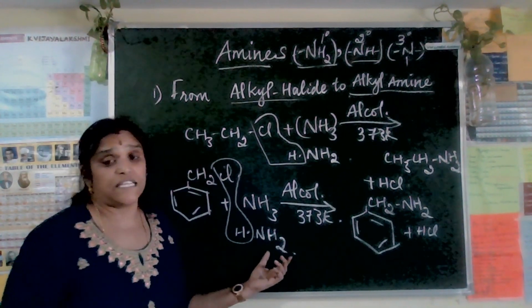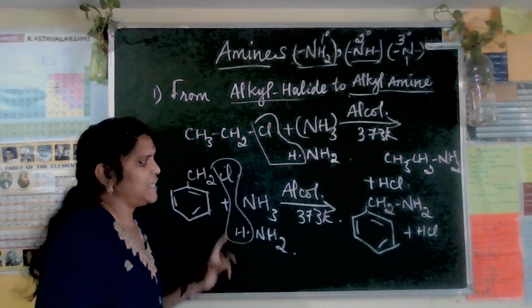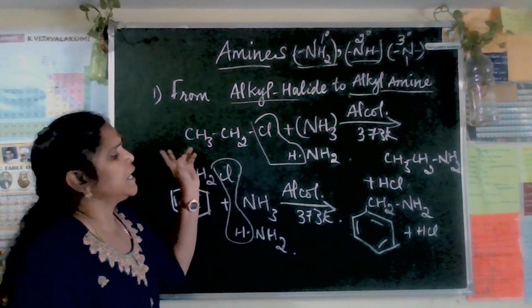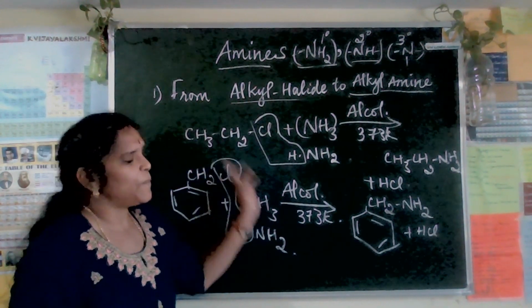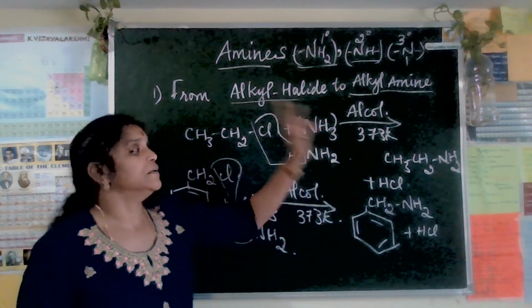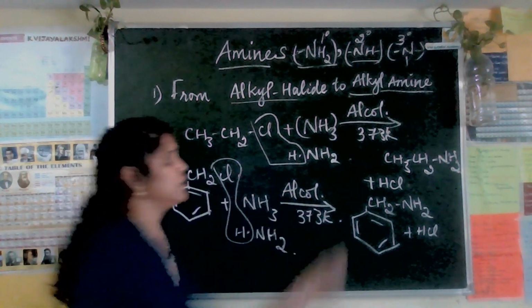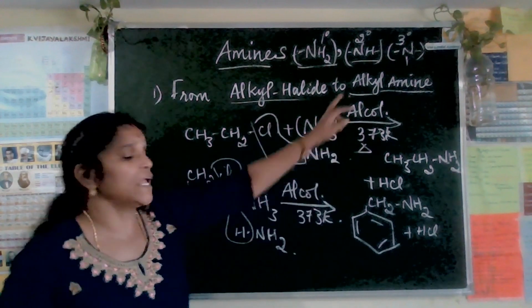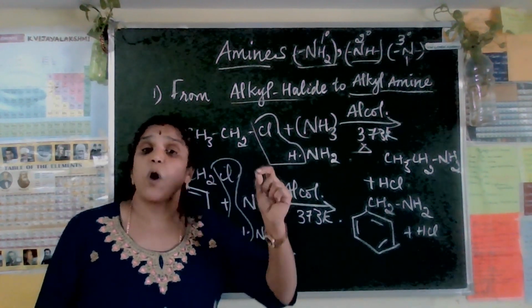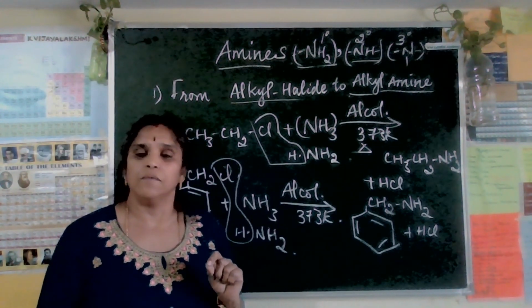Okay, now this cleavage. Here alkyl halide combined with alcoholic ammonia at 373 Kelvin. If you heat, what happened? You are getting alkyl amine. Okay, in this, a small important note to be minded.